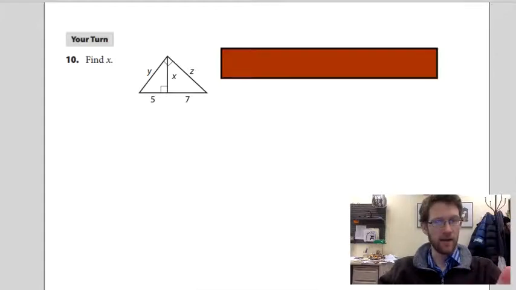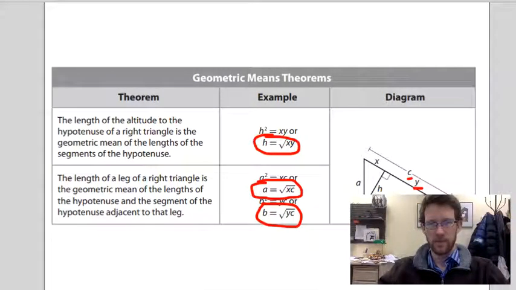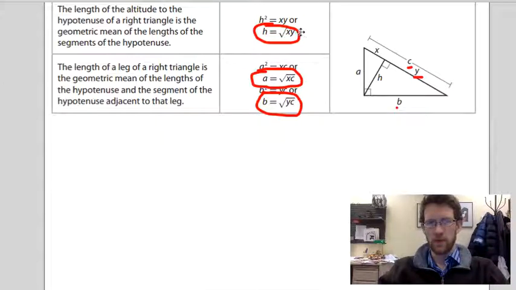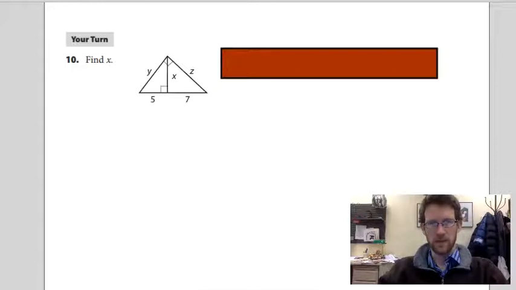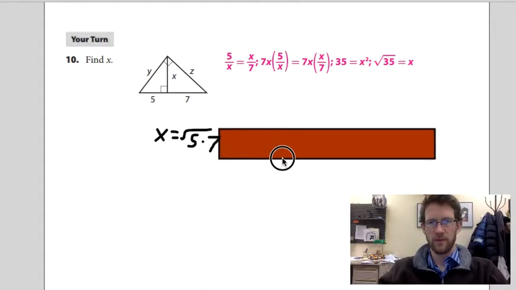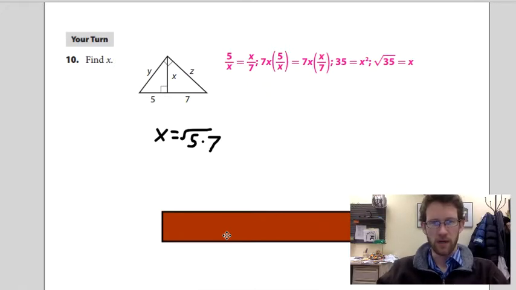Okay, again, I highly recommend we jump straight to this. We can use our formula here. This altitude is equal to the geometric mean of these two parts of the hypotenuse. So therefore we can just say x is equal to the geometric mean of 5 and 7, which doesn't reduce, so it's the square root of 35. That's as close as we can get. Okay, that's it. That's all I got.